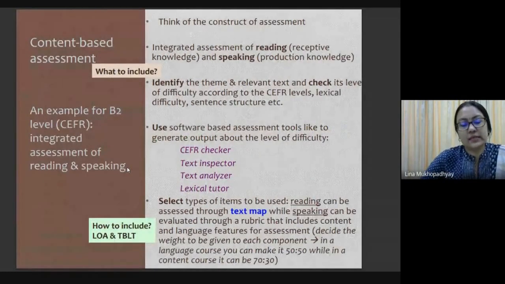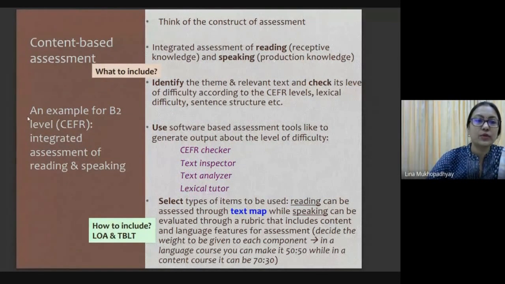Right. So now let us look at how to design a content-based assessment. You as a teacher or as a researcher, what are the things that you need to keep in mind? How do you need to follow the steps? What can be the raw material of that design, and how can you proceed with administering that tool? Okay, so the example that I would be using is an example for B2 level from the CEFR, and it is an example of integrated assessment of reading and speaking.